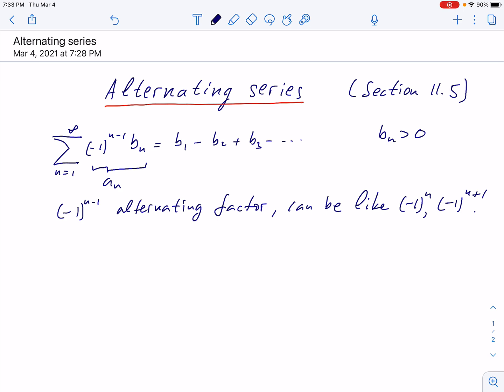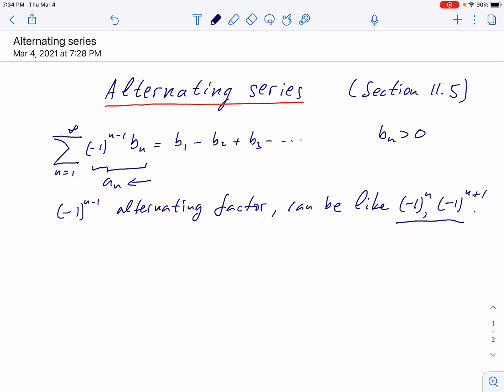Here you can see the general form of the alternating series. a sub n, this is the general term of the series, and the general term of the series is factored into one alternating factor, (-1)^(n-1). So when n changes 1, 2, 3, this alternating factor is +1, -1, +1, -1. It's called alternating factor. It also can be written like (-1)^n or (-1)^(n+1). Doesn't make any difference. It goes plus minus plus minus.